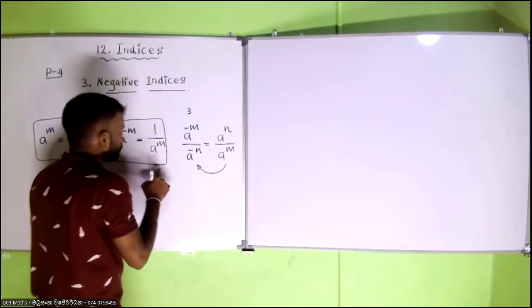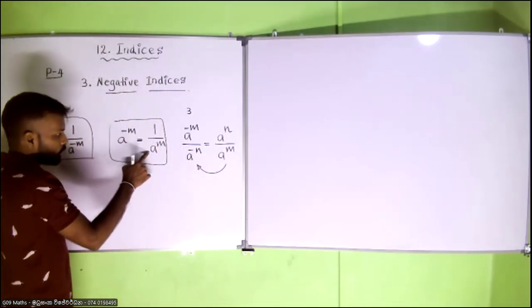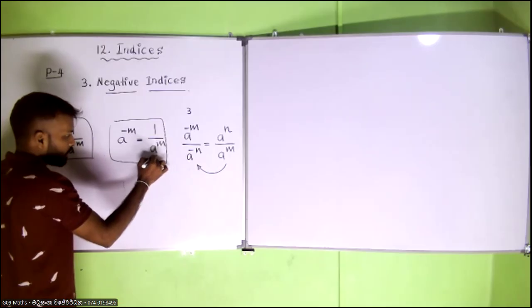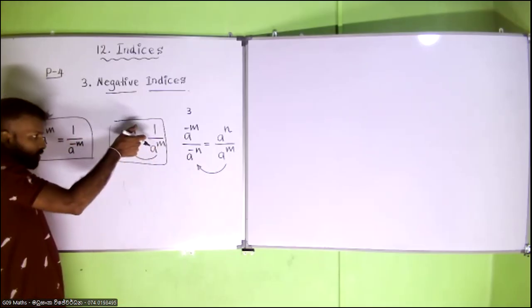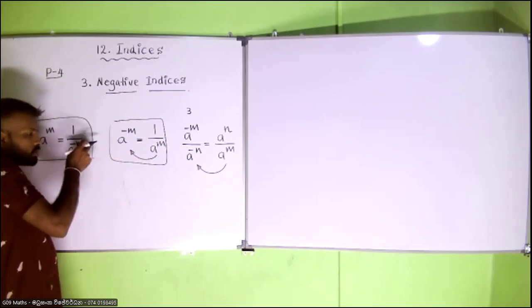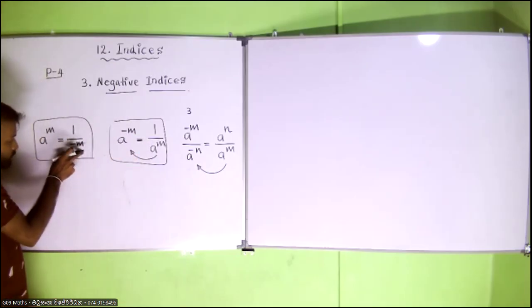Positive to negative. If you have something like this, 1 upon A to the power M, you can do the other way around. You can write it like this. Reciprocal. Reciprocal of this, A to the power M comes to the numerator.